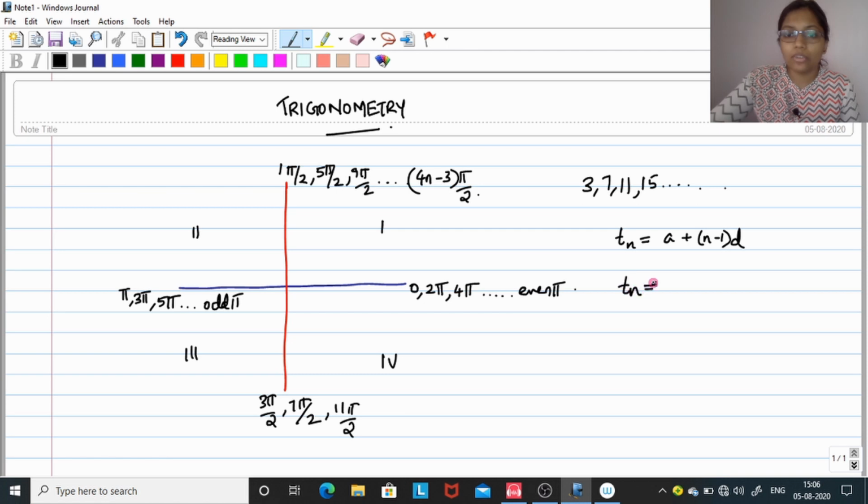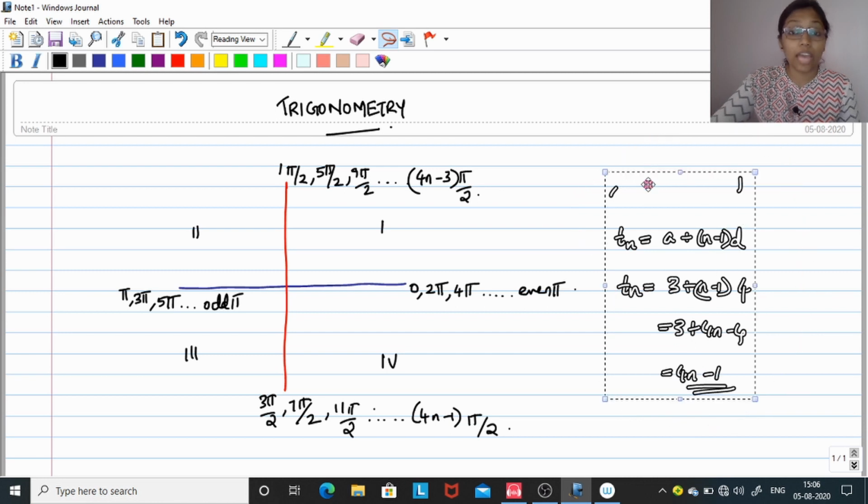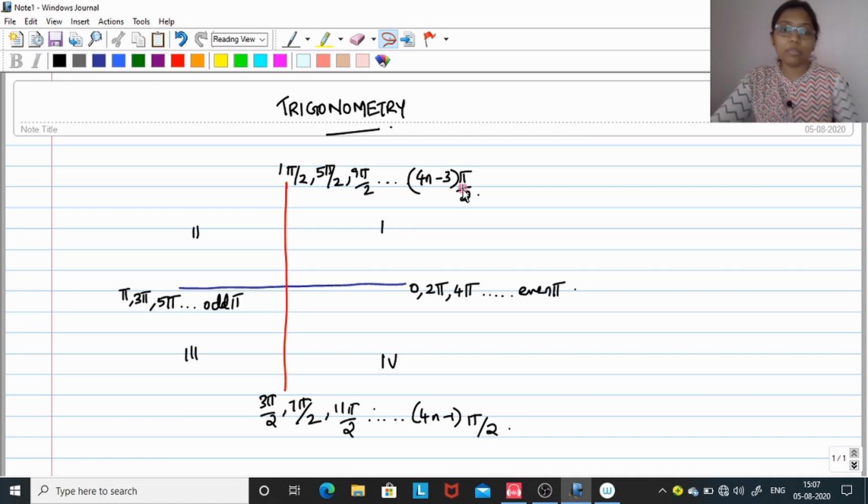So, Tn is equal to 3 plus n minus 1 into 4, which is 3 plus 4n minus 4, which is 4n minus 1, your general term in this series. Okay, so I can generalize this as (4n minus 1) pi by 2. So we have drawn the quadrant and also we just wrote the angles, and took the generalized term also. Now we are moving into the details.